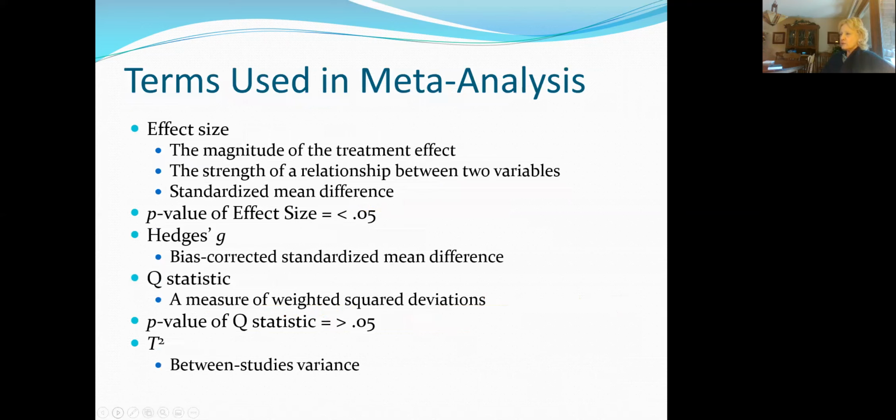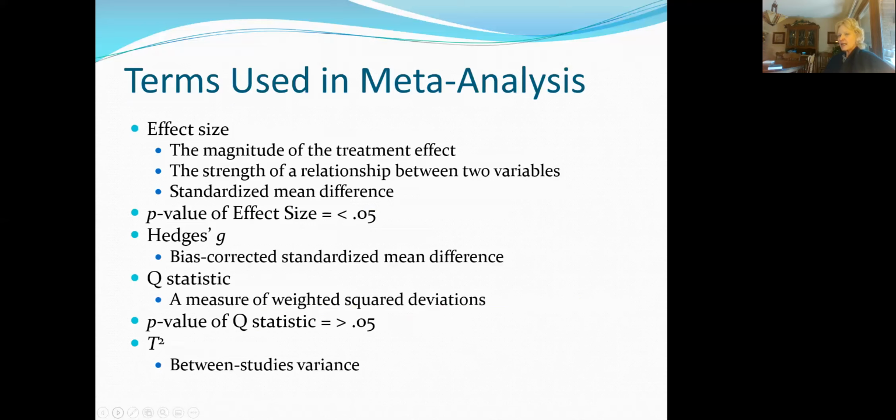So what are the terms used in meta-analysis? We talk about the effect size. That's the magnitude of the treatment effect. It's the strength of a relationship between the two variables, the treatment and the outcome. And there's a standardized mean difference. So the p-value of the effect size is less than or equal to 0.05.